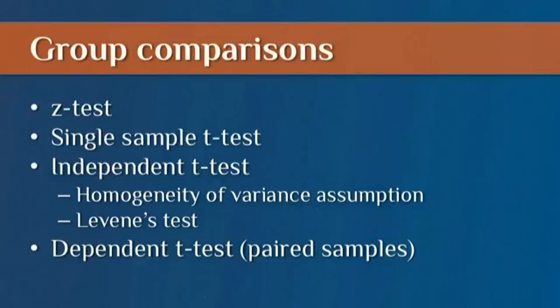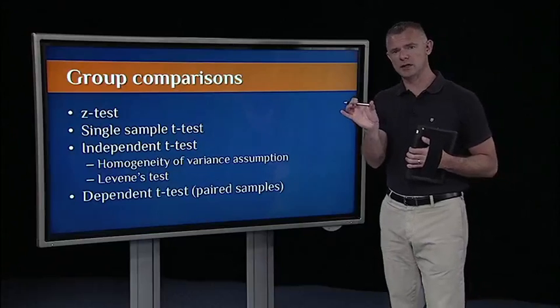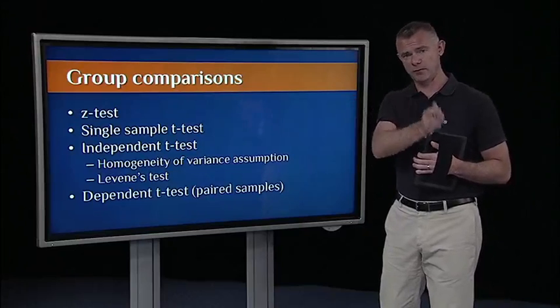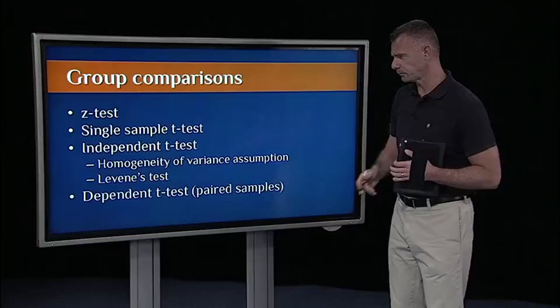So the independent t-test allowed us to compare two independent samples, and the dependent t allowed us to compare the same subjects or the same people in two different conditions, like the working memory training example where we compared them before training and after training, the same people in two conditions.